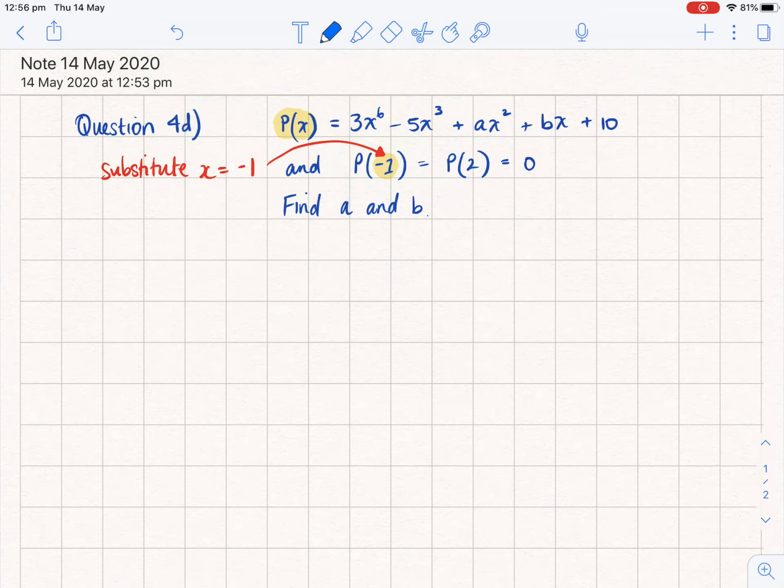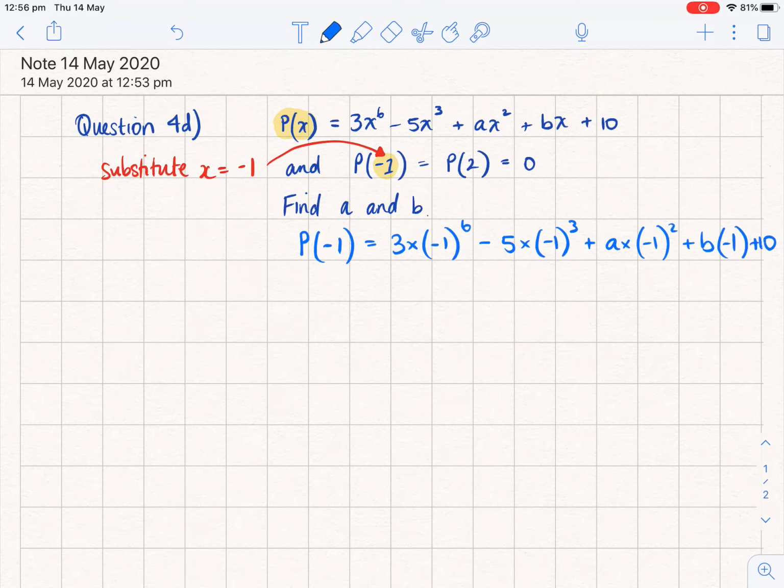So when I do that, I end up with p of -1 will be equal to 3 times (-1) to the power of 6 minus 5 times (-1) to the power of 3 plus a times (-1) squared plus b times (-1) plus 10. So there's my expression. I've substituted in all of the -1s.